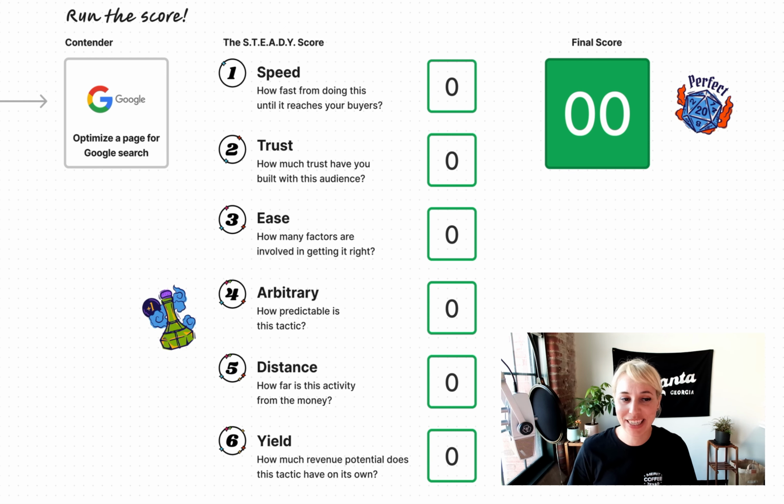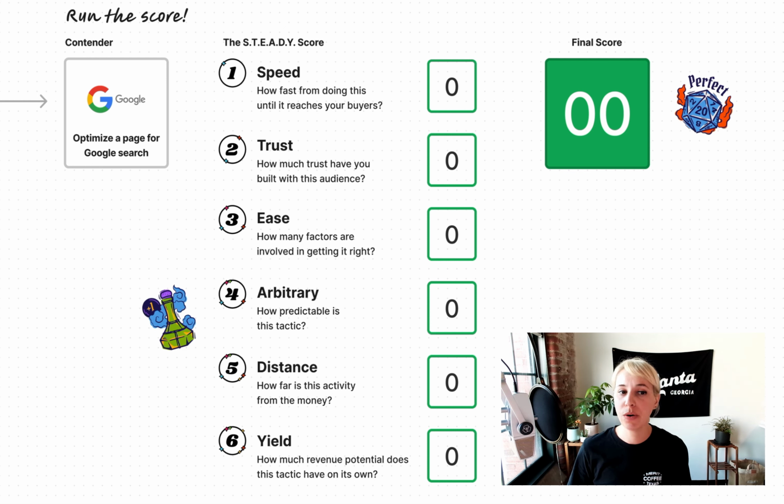Let's look at our first contender, optimizing a page for Google search. So when we're optimizing a page for Google search, we are changing keywords, we are doing backlinks, we are optimizing technical SEO, we are trying to get seen in a Google search with the hope that that leads to a sale. How fast is that, right? Number 1 in our steady score is speed. How fast from doing that until it reaches your buyers?